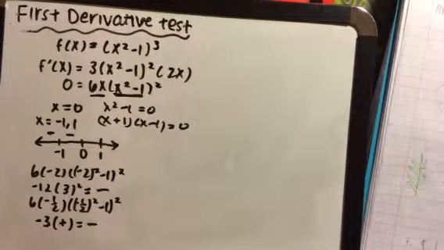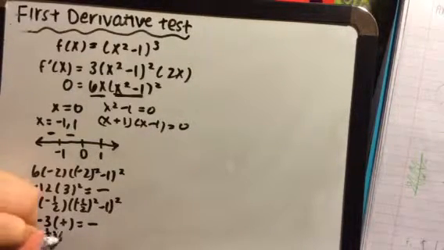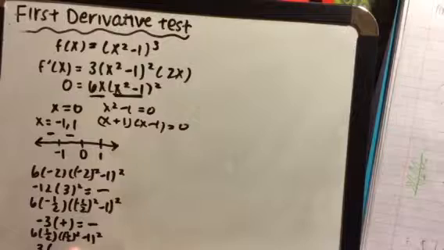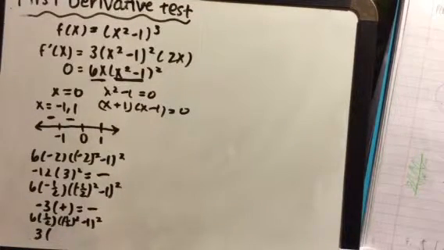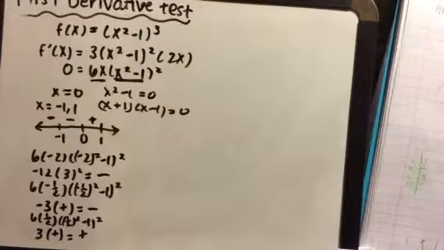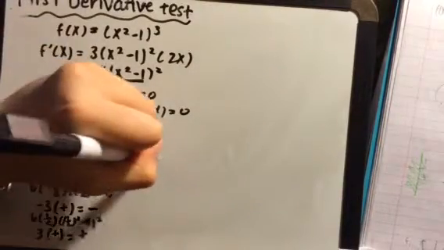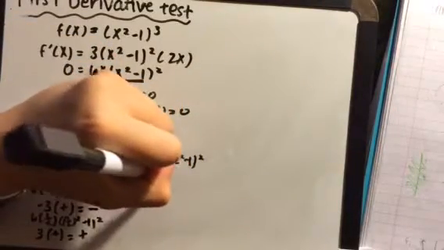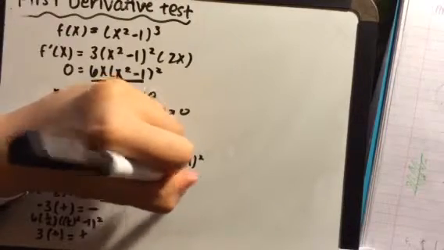For 0 to 1, we can use positive 1/2. So 6 times 1/2, times 1/2 squared minus 1, squared. So this is 3, and again, even though the inside is negative, when you square it, it's still going to be positive. So positive times positive is positive. So the interval between 0 and 1 is positive, or increasing. And then for the last interval, we can plug 2 in. So 6 times 2, times 2 squared minus 1, squared, so 12 times 3 squared, that is positive.